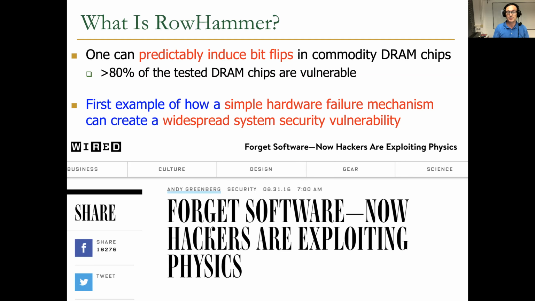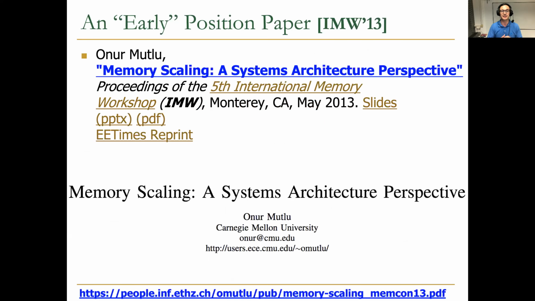And as a result, people are writing articles that look like this. I think this is exciting from a hardware person's perspective. Forget software. Now hackers are exploiting physics. And this is really a very good high-level characterization of RowHammer. There are physical problems that exist in DRAM chips, and they manifest themselves as bit flips that can be predictably induced. As a result, a security vulnerability ensues.